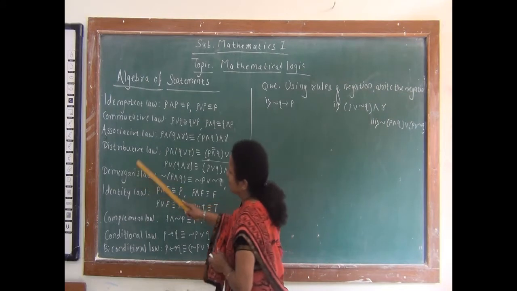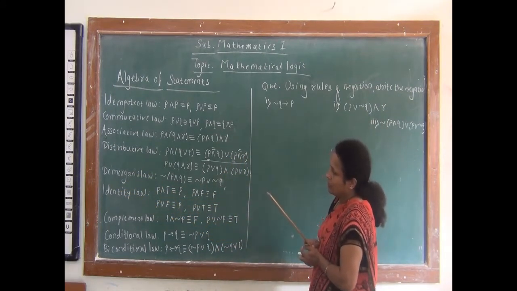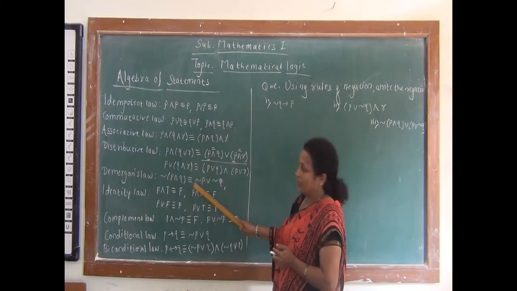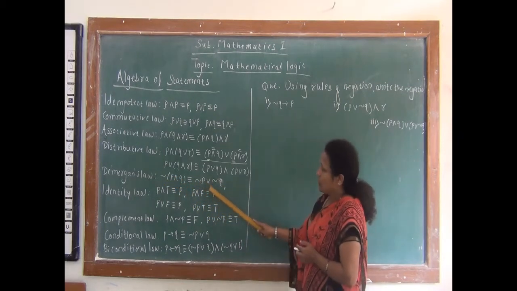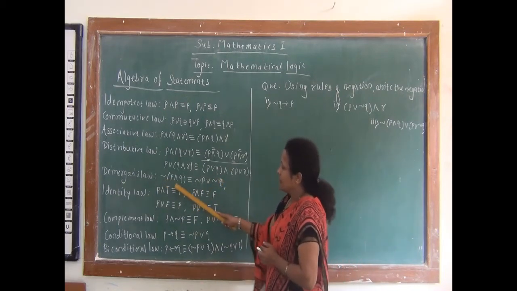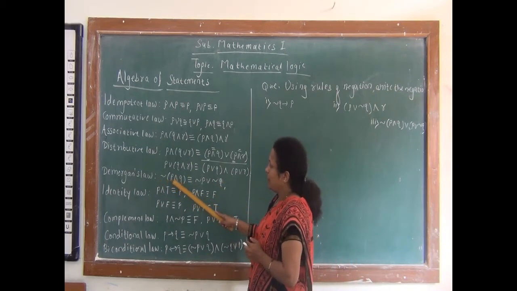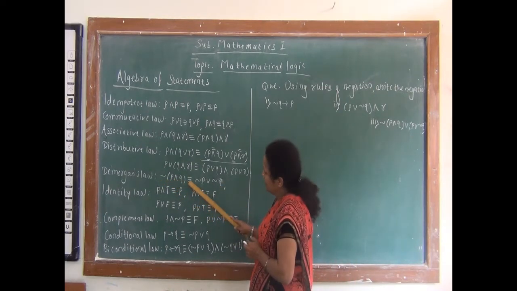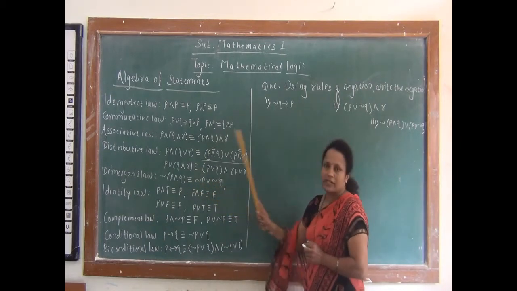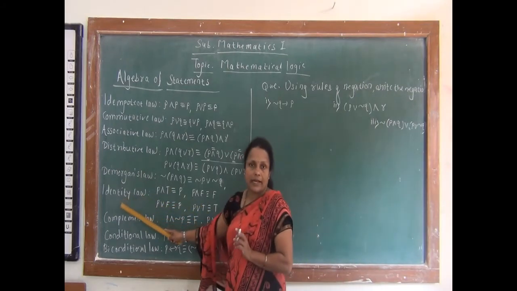Now next, De Morgan's law. By De Morgan's law we mean negation of (P and Q) equivalent to negation P or negation Q. Again here the second statement is the dual of the first, that is negation of (P or Q) equivalent to negation P and negation Q. So the second statement is the dual of the first statement. Then the next important law is identity law.